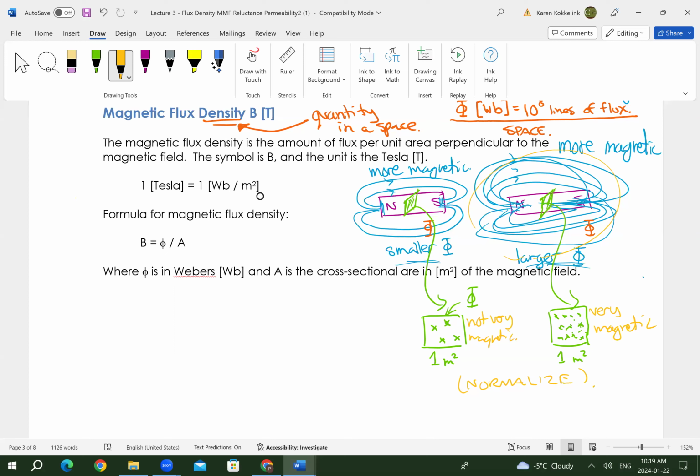Of course. So magnetic flux density is the normalized magnetic flux amount. So we normalize. Normalize is an English language word that says to look with respect to a standard.